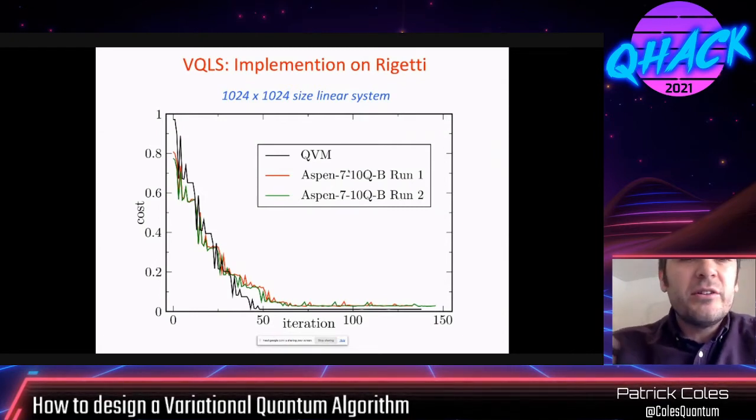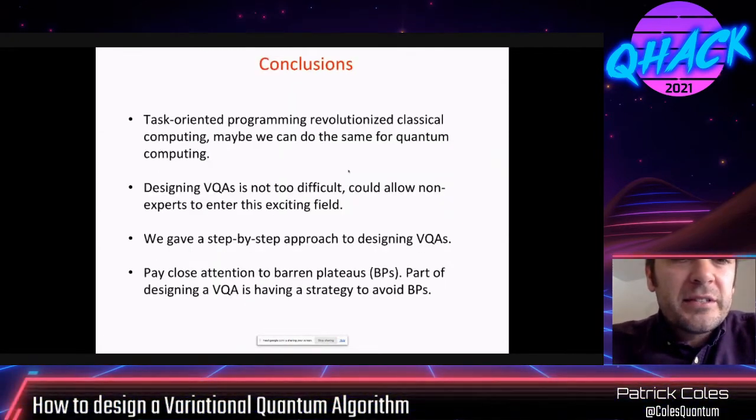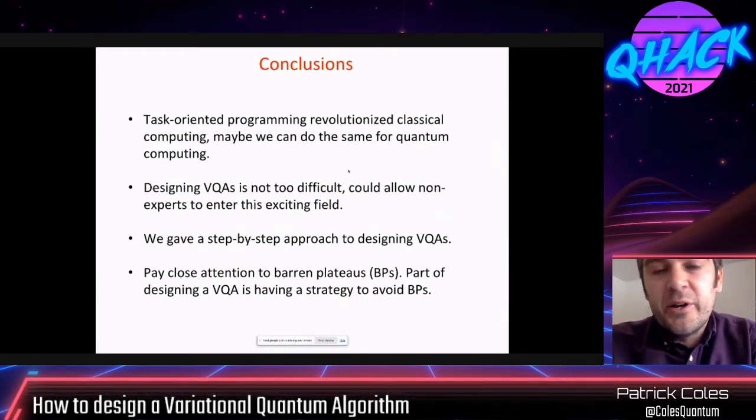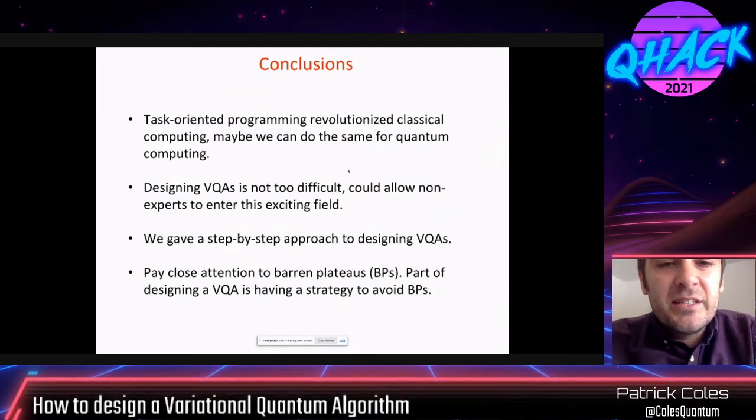So finally, I'll conclude with this conclusion. Task-oriented programming has revolutionized quantum classical computing, and maybe we can do the same for quantum computing using these variational quantum algorithms. They're not too difficult to design, and could potentially allow non-experts to enter this field. We gave a step-by-step approach to designing variational algorithms that we learned by trial and error. And it's also worth, like I said, paying close attention to barren plateaus, and having a strategy to avoid them.